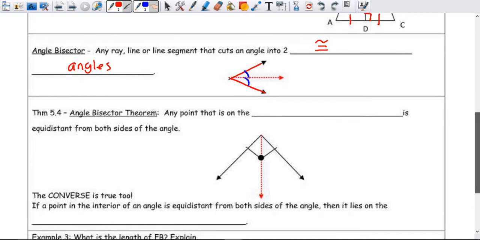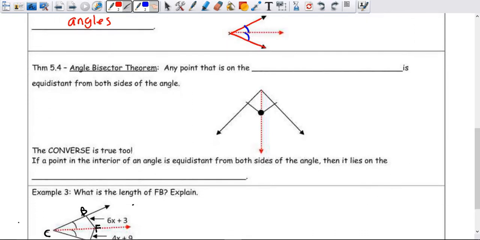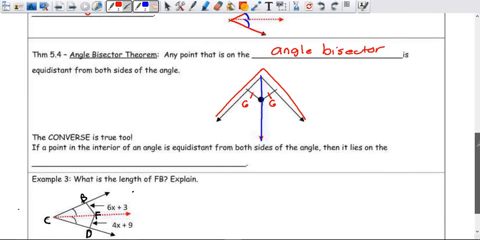Now, the theorem that we're going to learn with this is the angle bisector theorem. What this says is any point that is on the angle bisector is equidistant from both sides of the angle. So just an example, if we have an angle here, then we have the angle bisector going down the center, that means that these two pieces would be congruent. So if I said that this is 6, this would also be 6. That's all it means. So we have equal distance away from it if it's the angle bisector.